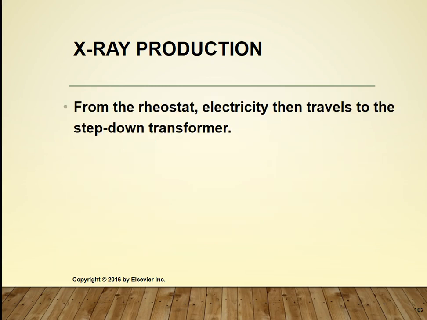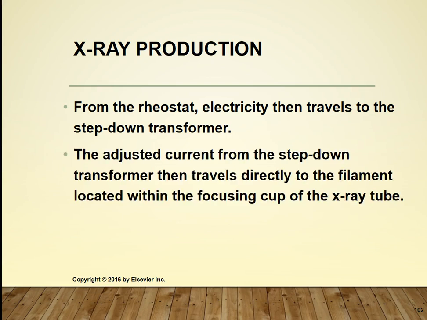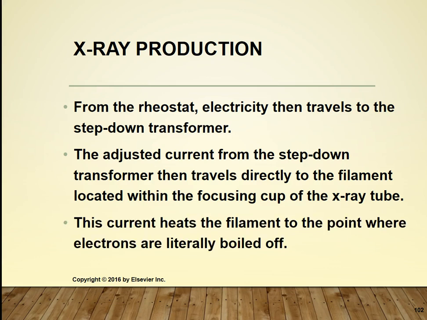So from that rheostat, electricity travels to the step-down transformer. And recall, we're more concerned with the current output than with the voltage. And as voltage decreases, current increases. Inverse relationship. That adjusted current from the step-down transformer then travels directly to the filament within the focusing cup of the X-ray tube. And that current heats the filament, from which electrons are boiled off in a process called thermionic emission. So that's how the X-ray circuit works.